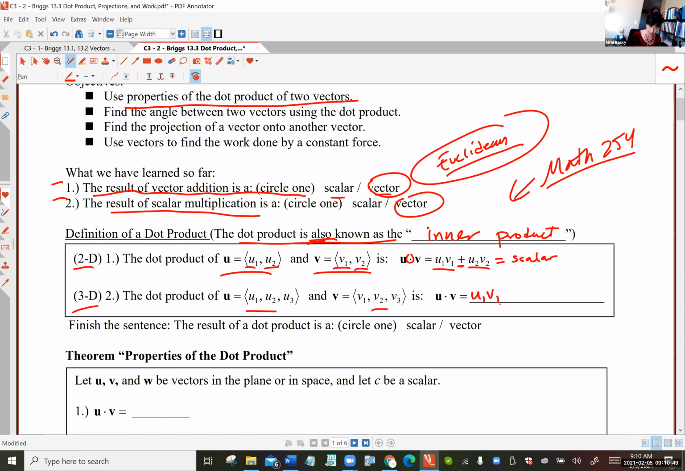The 3D version, you just jack it up for one extra term there. You're still going to multiply the x components together, u1 v1, add that to the product of the y components, and then add that to the product of the z components. And again, you're going to get a scalar, not a vector. The result of a dot product is what? Scalar. Scalar.